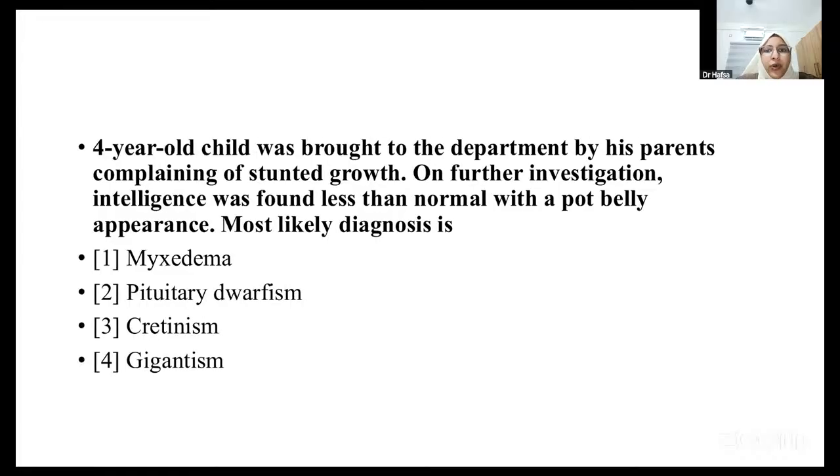A 4-year-old child was brought to the department by his parents, complaining of stunted growth. The key word is stunted growth. On further investigation, intelligence was found to be less than normal. So the patient has lower intelligence with a pot belly appearance. Pot belly appearance is the keyword. So we got three keywords here: stunted growth, less intelligence, and a pot belly. These three words should be in your mind. So what is the diagnosis?